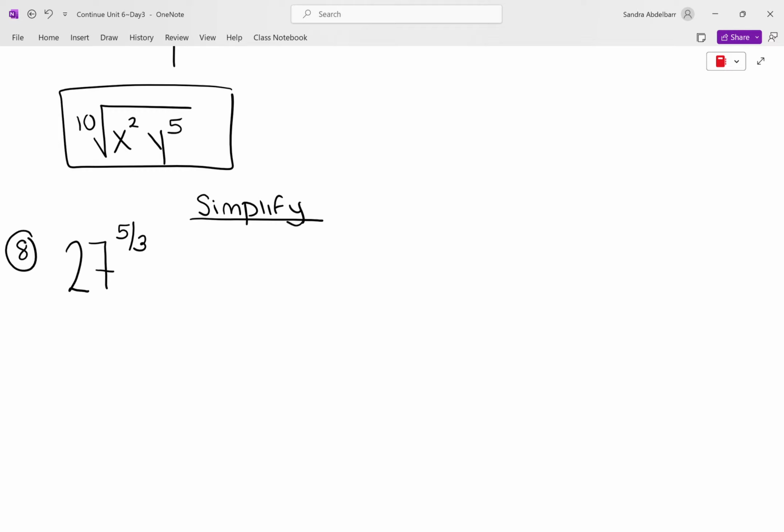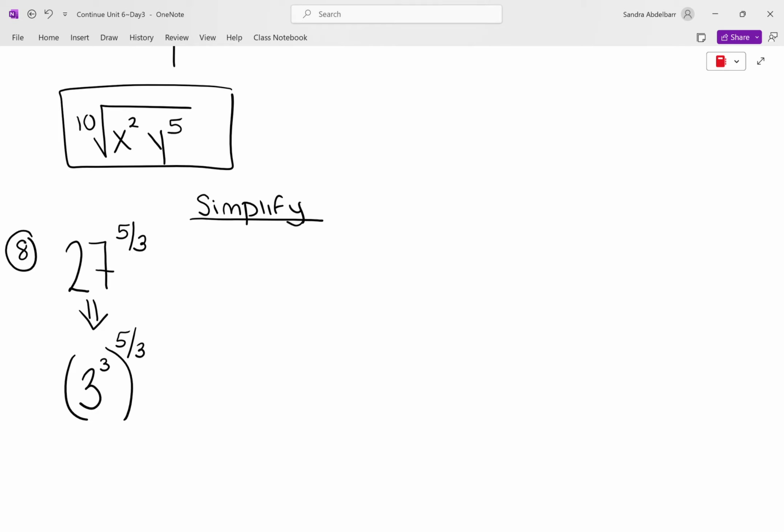I'm going to look at the denominator here, and I'm going to ask myself, okay, is there a base I can change 27 to, that I can take that base and raise it to the 3rd power? That will give me 27. Is there any base that I raise to the 3rd power that can give me 27? Pages? 3. So that's what I'm going to do. I'm going to take this 27 and change it to a base of 3 raised to the 3rd power. Can someone tell me why I chose to do that?